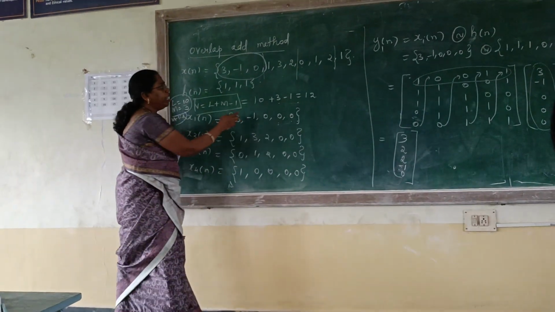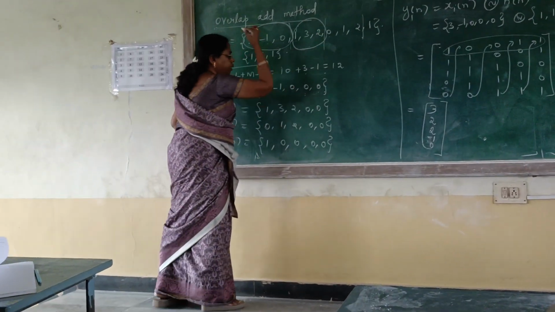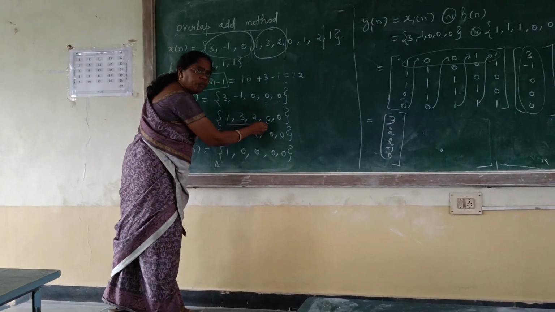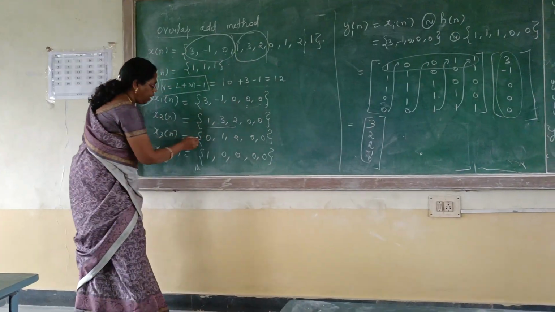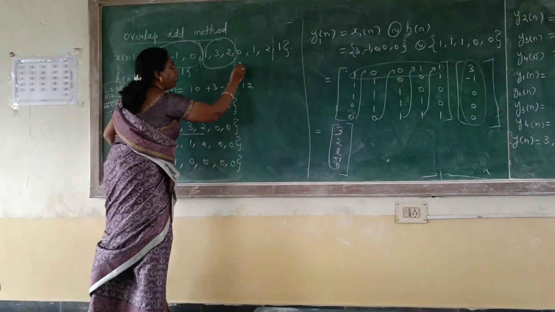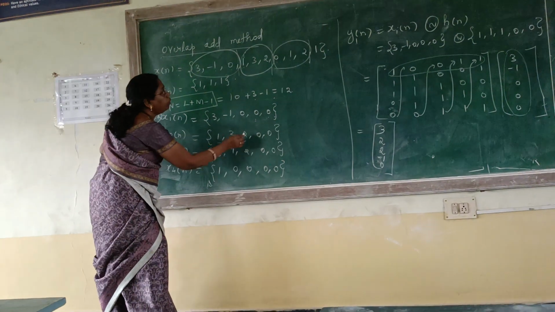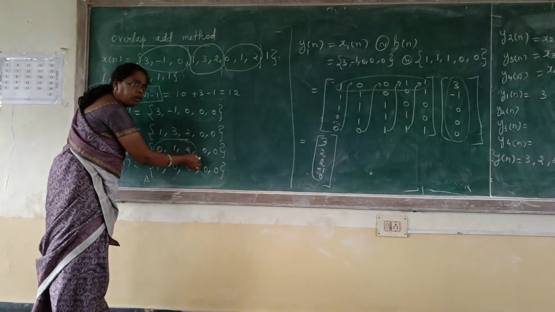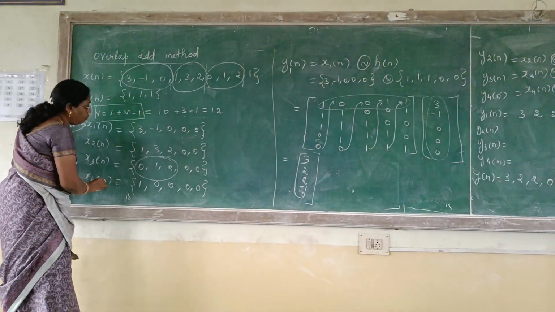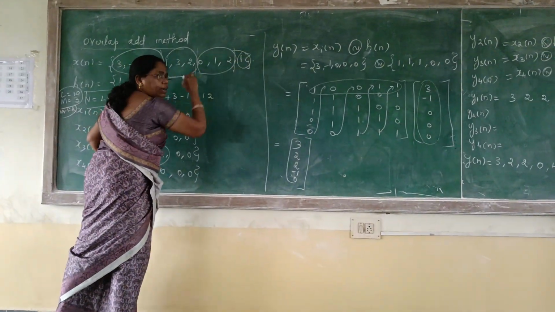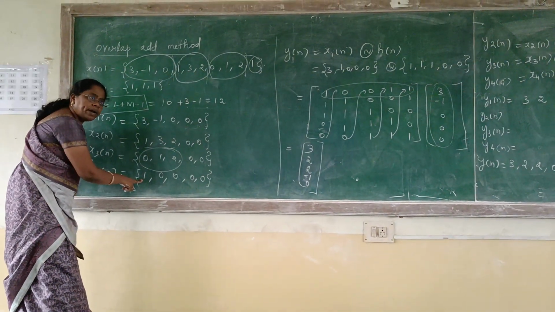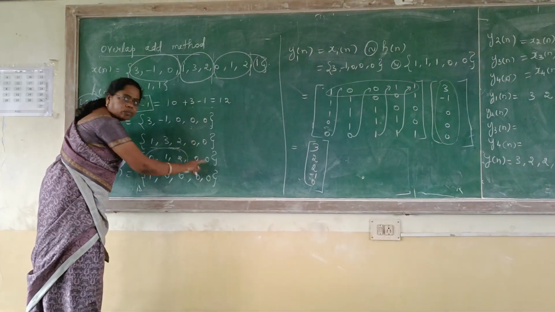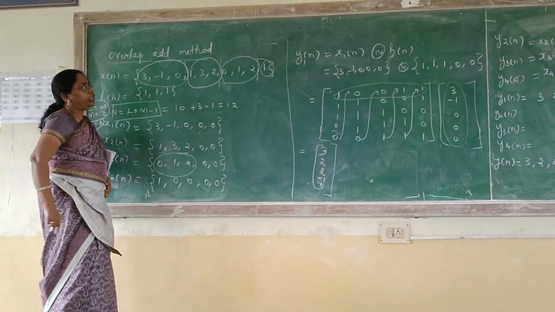And for x2 of n, take the second block, 1, 3, 2, then afterwards include 2 zeros. For x3 of n, take the third block, which has 0, 1, 1, 2, and then include 0, 0. And for the fourth one, take the remaining number. We have only one number in the block, and the remaining elements are all 0. I think you would understand this.